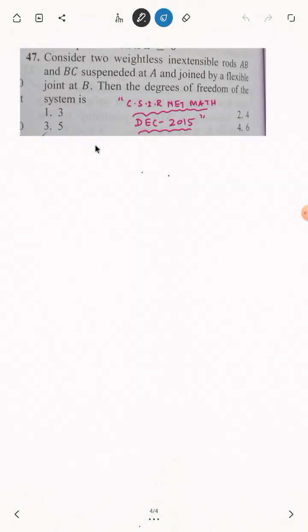Now come to the last question of today's lecture. This question is also an SCQ, which came in CSIR NET Math December 2015. Consider two weightless inextensible rods AB and BC suspended at A. First of all we should draw AB, and finally BC.